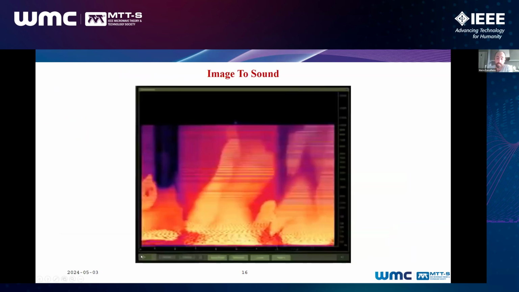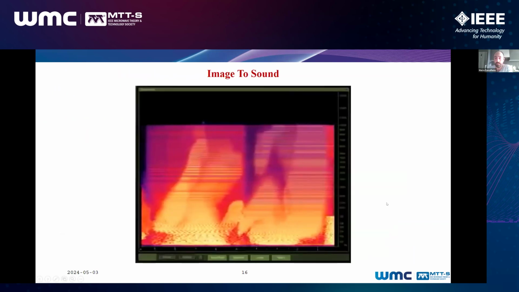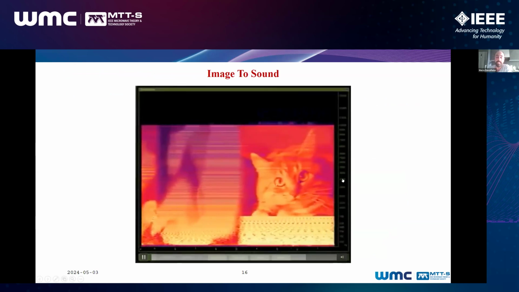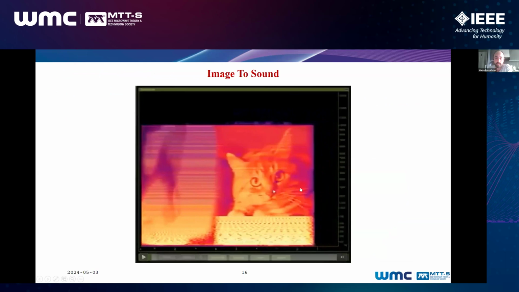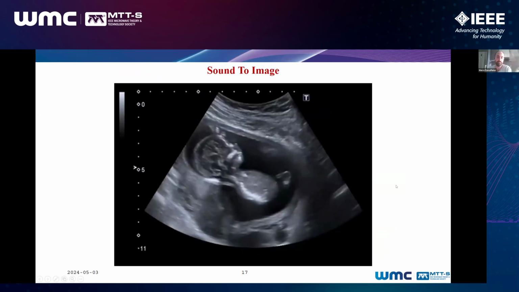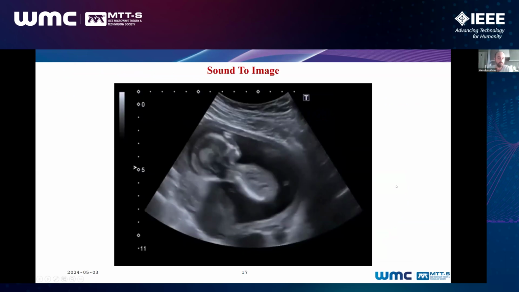As an example, image to sound. This is a cat. I don't know if you can hear the sound. Anyway, it's a soundgram of something that finally is a cat. This is the image of a cat coded as a sound. Or a very, very simple example, sound to image.